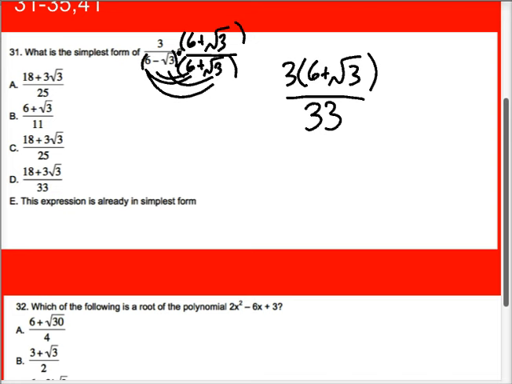And on top, you have that. Now notice I didn't multiply the top through because leaving it like this, I think, is easier to see something. It's easier to see that the 3 and the 33 can reduce into 1 over 11. So when you properly reduce this, you're going to end up with 6 plus square root of 3 over 11. That is going to be answer B.